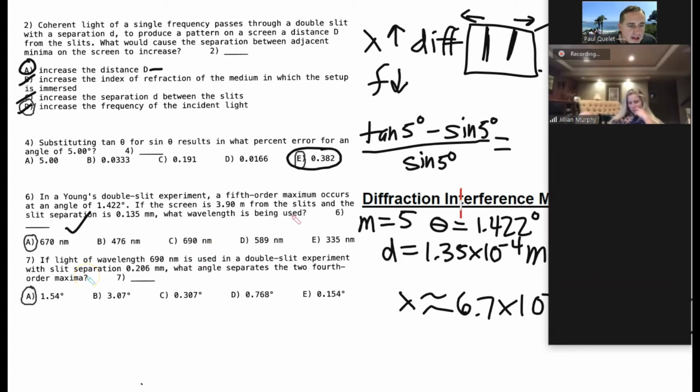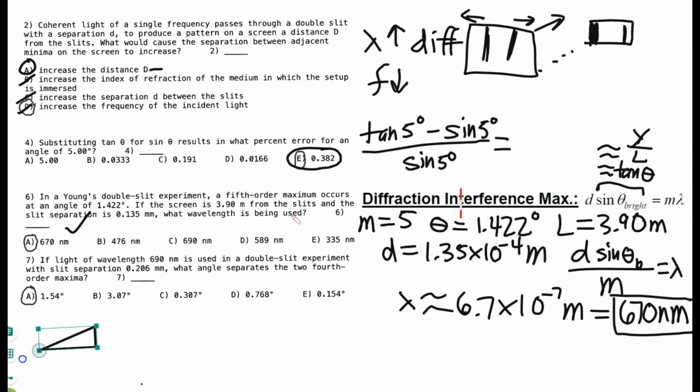If light of wavelength 690 nanometers is used in a double slit experiment with slit separation 0.206 millimeters, what angle separates the two fourth order maxima? I'm going to suggest we solve for one of the angles and then we just double it. Because if you think about the geometry, there's a right triangle here with respect to the angle on one side. So this is some bright fringe, and this is m equals 4.